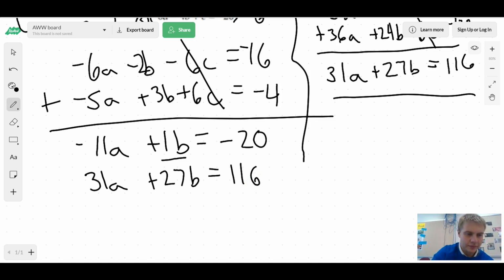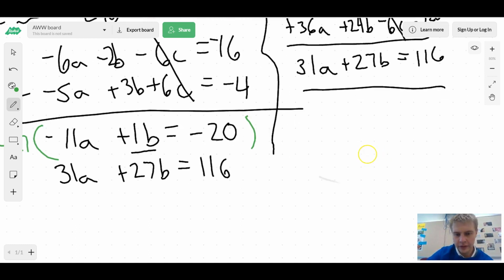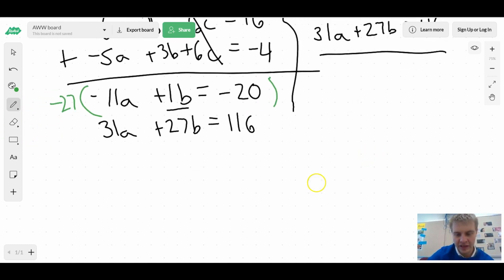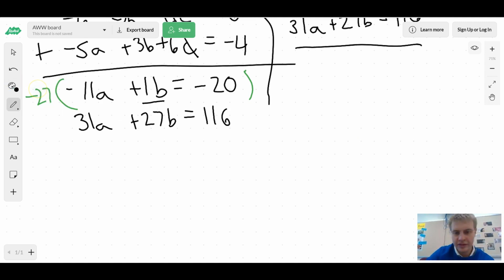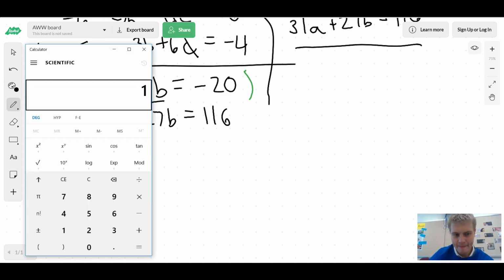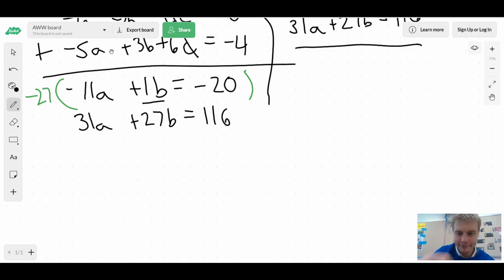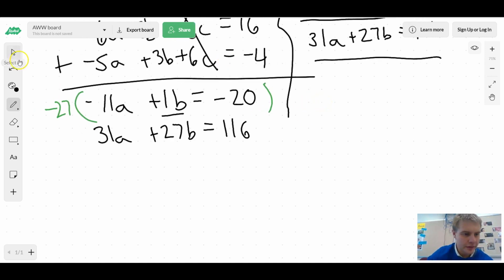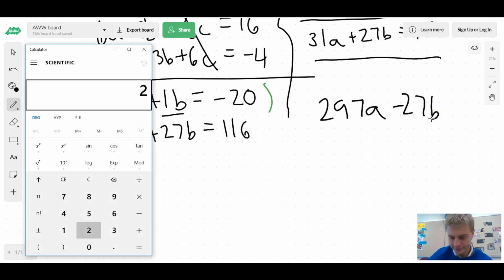Now to make them cancel, because that is 1b, I'm going to times this equation by negative 27. So let's rewrite those things where we've times by negative 27. So that's going to be 11 times 27, positive 297. That'll be negative 27b, and that would be 540.